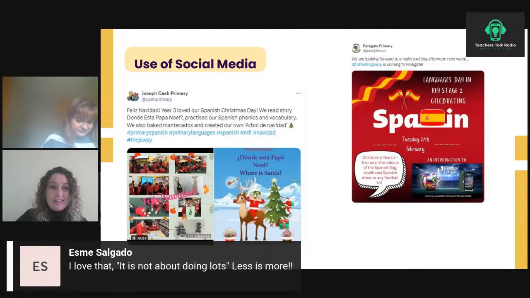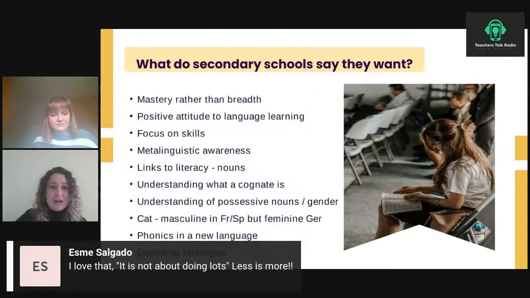And social media, we all have social media, and that does show learning over time, and it does show progress over time, and it shares with parents and all the stakeholders.